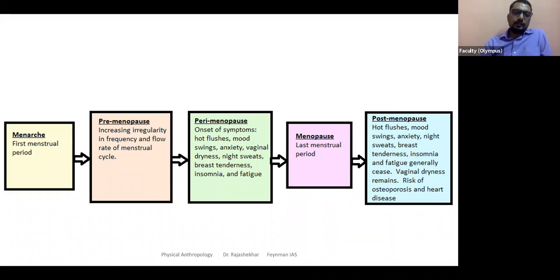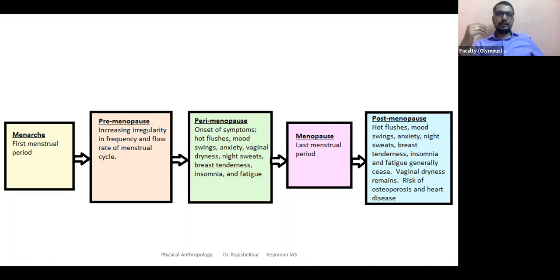And then starts what is called perimenopause. Perimenopause is the onset of some specific symptoms. Women at this stage experience hot flushes. Mood swings are very, very common. Anxiety, dryness in the vagina, nighttime sweats, and tenderness in the breast. Insomnia and fatigue are some of the common symptoms that menopausal women experience. It is very, very difficult for women to go through this phase of life.